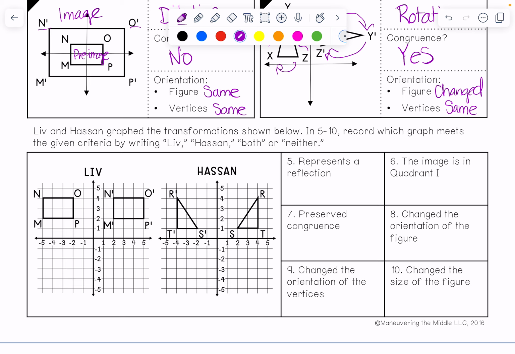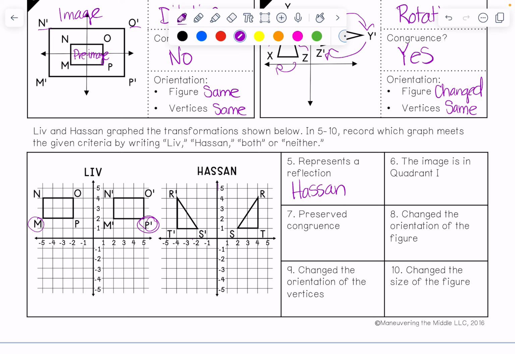And here are the two triangles over on Hassan's. That would be a mirror reflection, so they're being reflected over that y-axis. Now, if we look at Liv, both sides have a rectangle, and some people might argue that the rectangle is reflected. But if we take a closer look at those vertices, for it to be a reflection, M prime would need to be over here where the P prime is, if it were actually properly mirrored.